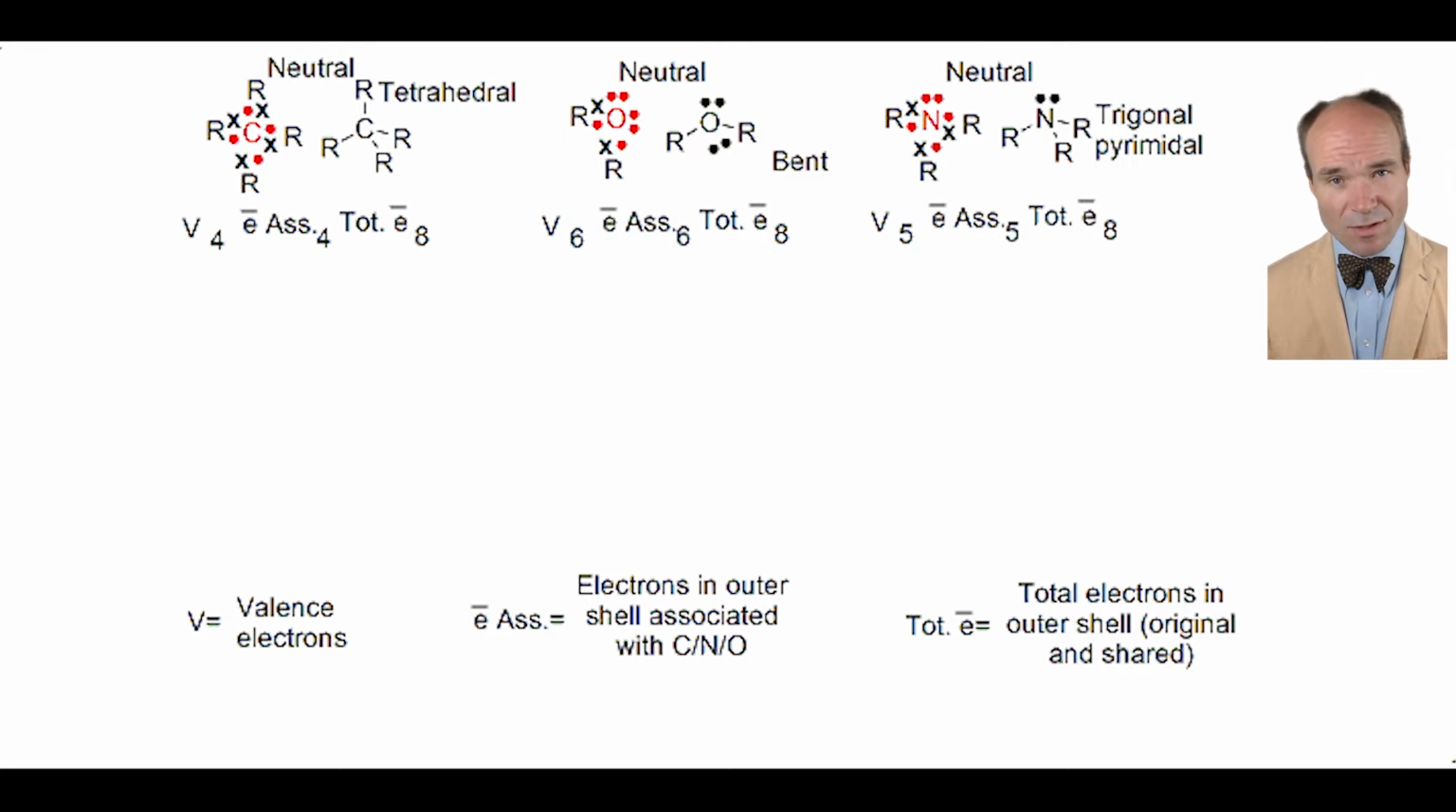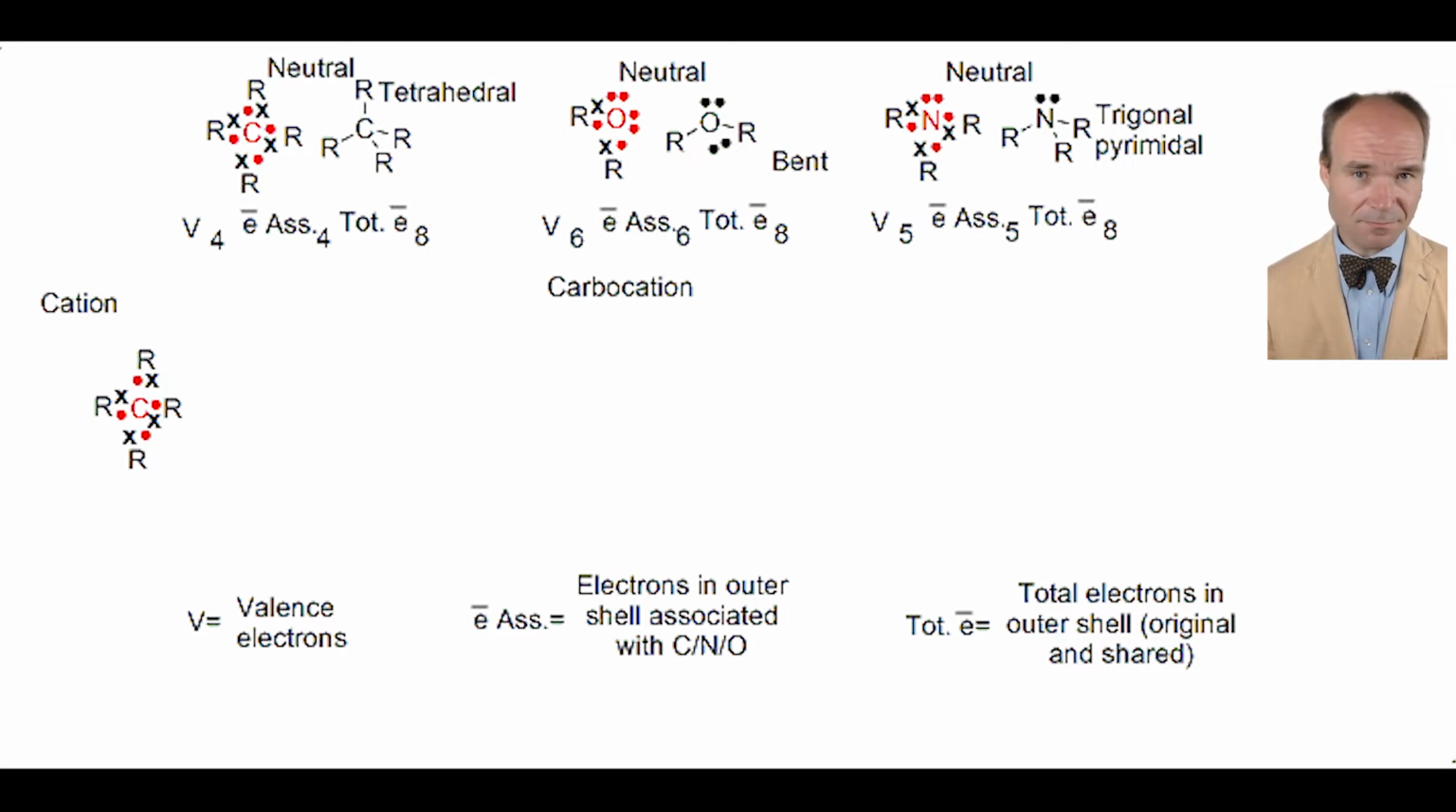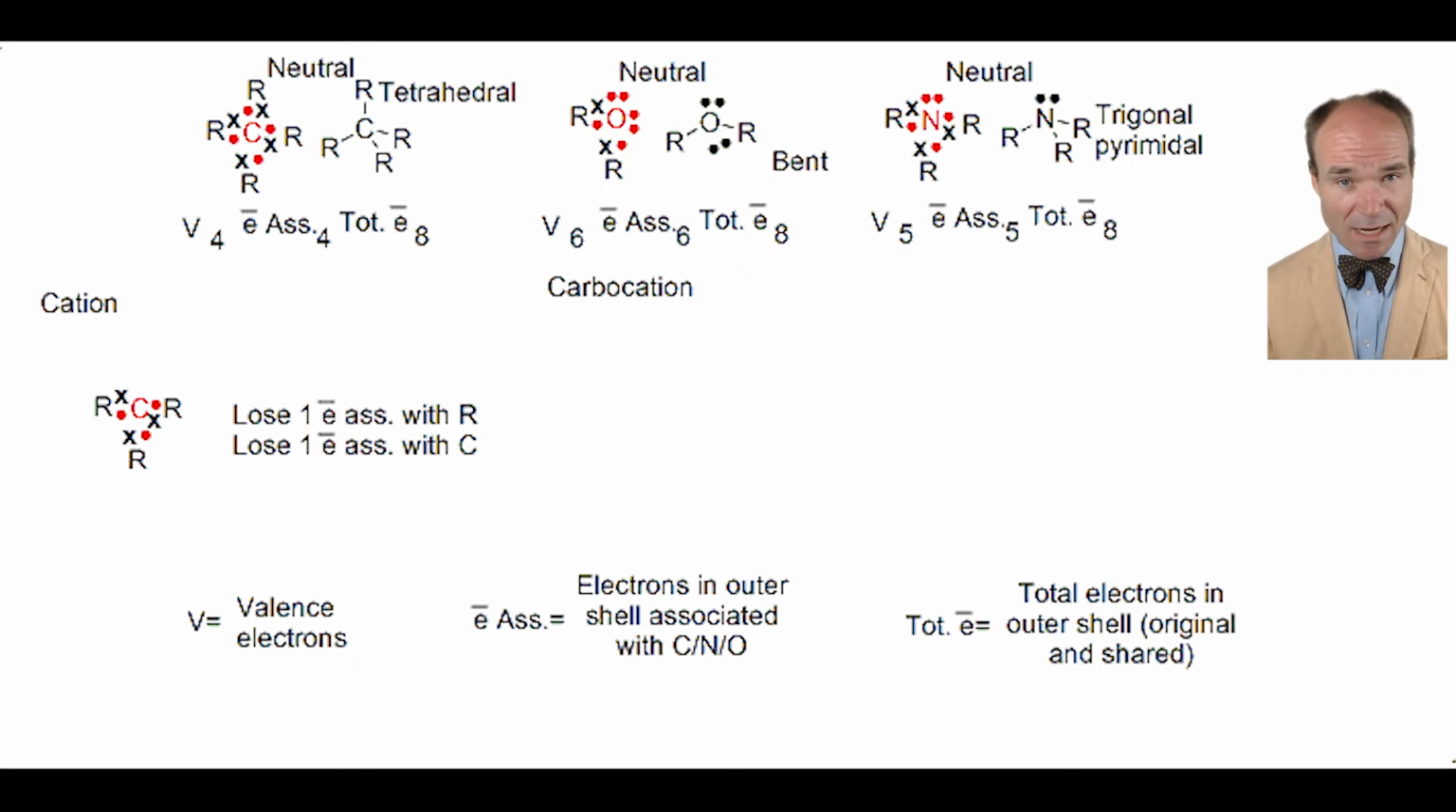Next, we will look at cations, starting with carbocations, cations of carbon. Here is our standard tetrahedral carbon. What do we have to do to it to convert it into a carbocation? Well, we lose 1 electron associated with R, and we also lose 1 electron associated with the carbon, and thus we achieve our carbocation.